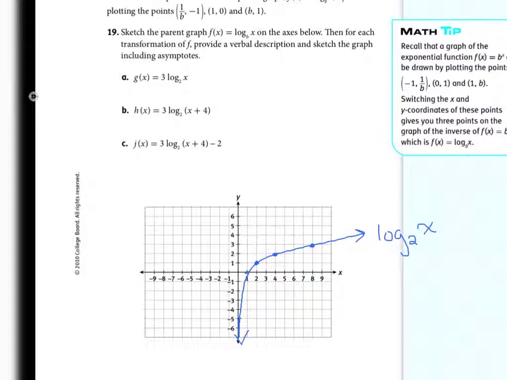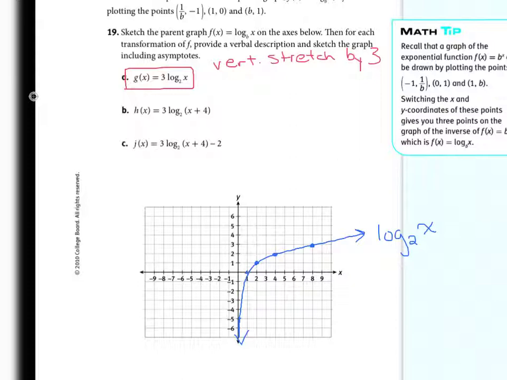Go through each one individually. So the first transformation is 3 times log base 2 of x. Well, if we remember, that's a vertical stretch by 3. Literally, we're going to take each of the y values and multiply by 3.